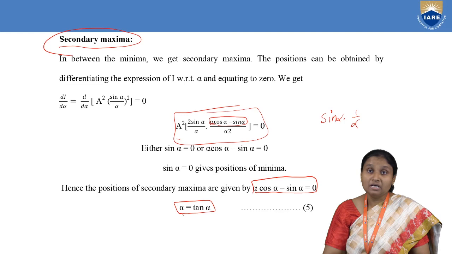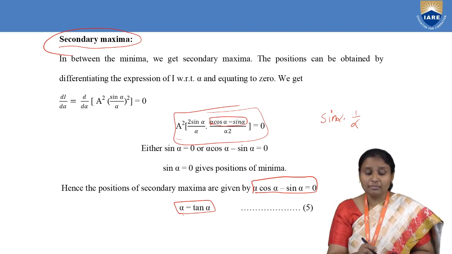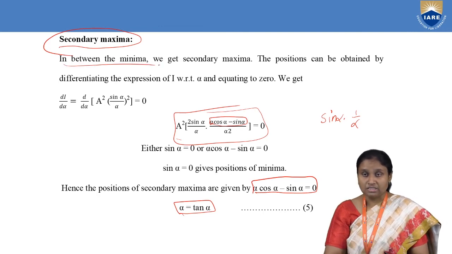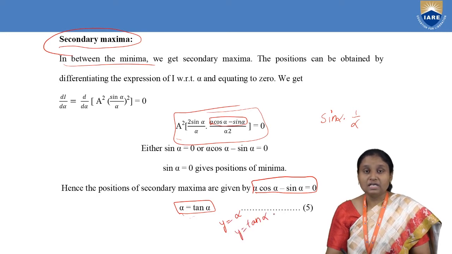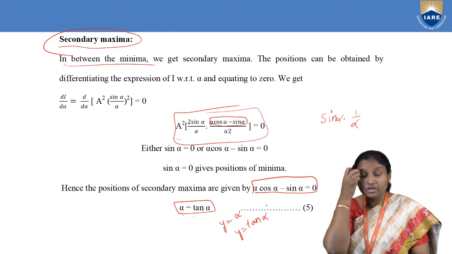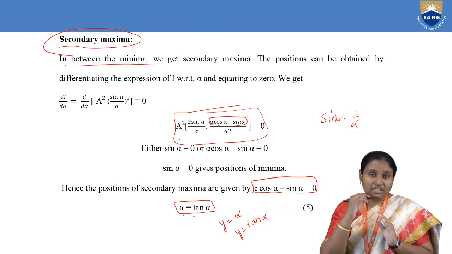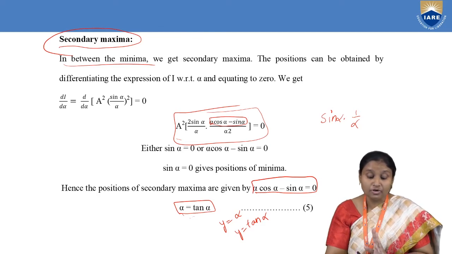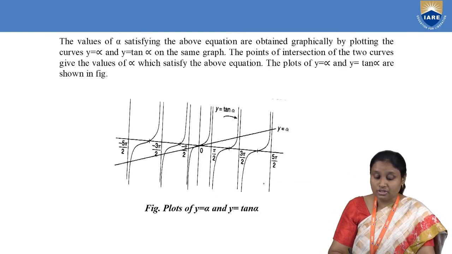What are secondary maximas? These are maximas, of course, whose intensity will be less than the principal maxima, and they are present between the two minimas. Now, in order to get values of alpha, what I'm going to do is plot two curves. One curve is y is equal to alpha, another curve is y is equal to tan alpha. So these two curves I'm going to plot in the same graph. And after plotting, when these two curves meet at certain points, those will give the points of intersection, that is, the solutions of alpha is equal to tan alpha. So that we are trying to do here.